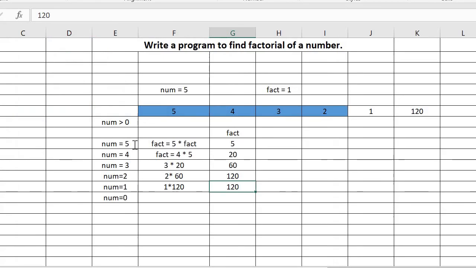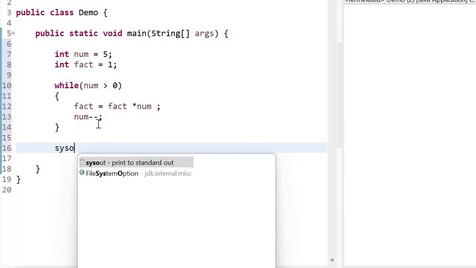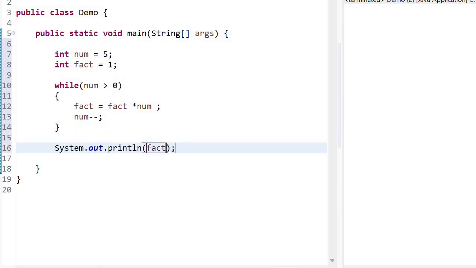Why? Because if you can see, initially the number was 5, then it was 4, then 3, 2, 1 and 0. Therefore we have to decrement the value of number always. And after that, print the value of the factorial in fact. So the answer is 120. If I say 7, it will multiply with all of the values and the answer will be 5040.